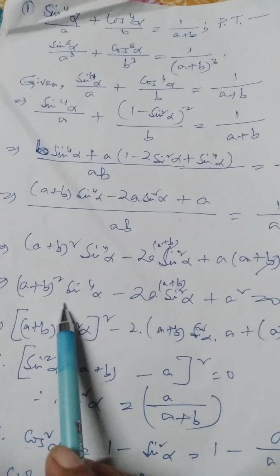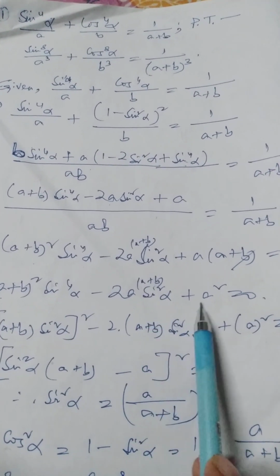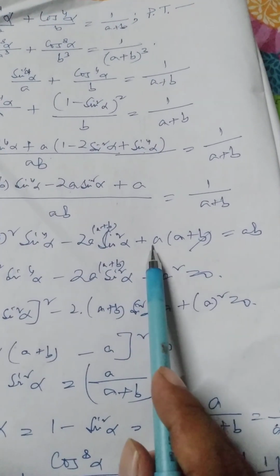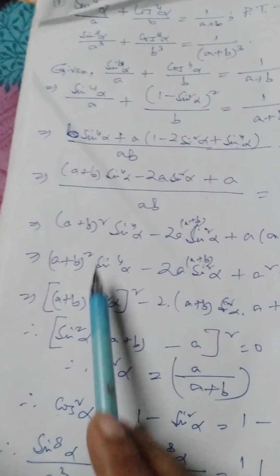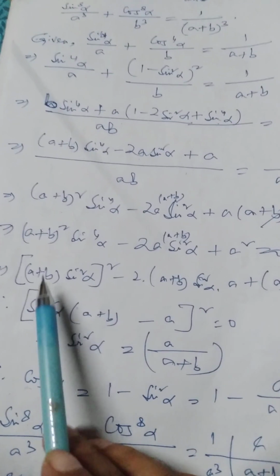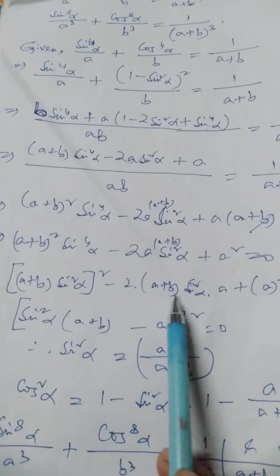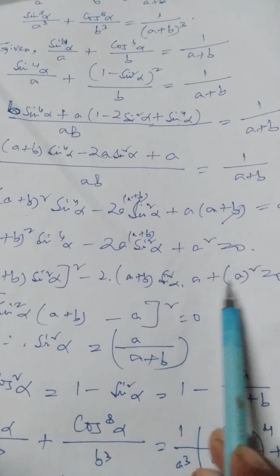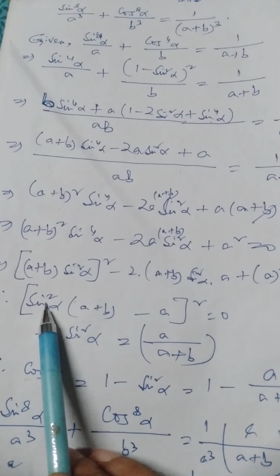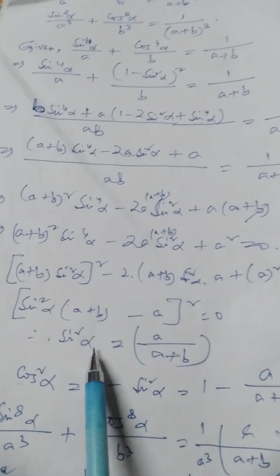Thereafter we can write (a+b)² sin⁴α − 2a(a+b) sin²α + a², since a·b from both sides is cancelled, plus a². Taking this as a perfect square, ((a+b) sin²α)² − 2(a+b) sin²α · a + a² = 0. So ((a+b) sin²α − a)² = 0.